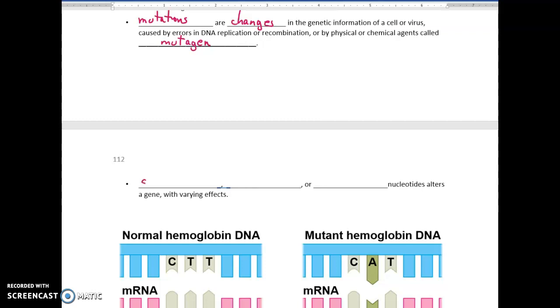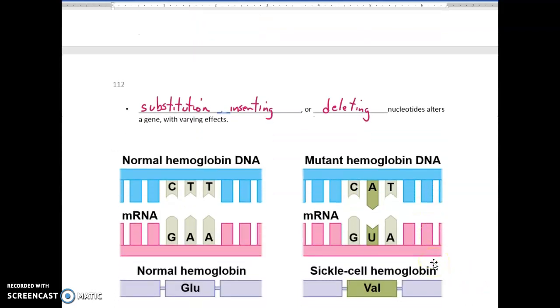We can have a substitution error. We can have an insertion, so an extra base pair is added. We can also have a deletion of nucleotides. And that will alter the gene, and it'll have varying effects. So let's look at this first. This is going to be a substitution.